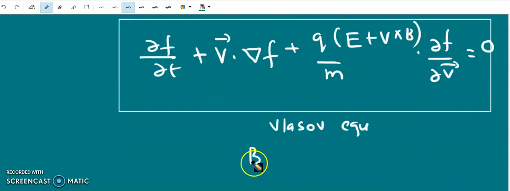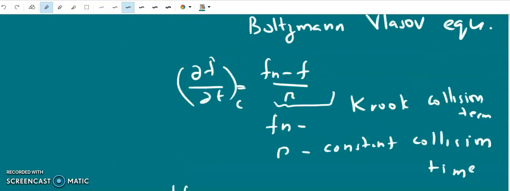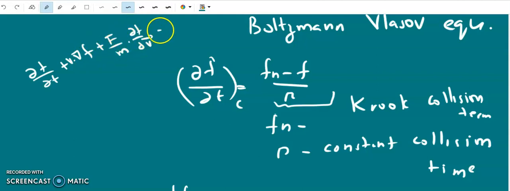When there are collisions with the neutral atoms, then the ∂f/∂t due to collisions term in the Boltzmann equation does not vanish, unlike in the Vlasov equation. The Boltzmann equation, as we know, is ∂f/∂t plus v dot gradient of f plus F/m dot ∂f/∂v vector equal to ∂f/∂t due to collision. The right side term is equal to (fn minus f) by tau. So this is when there are collisions with the neutral atoms.